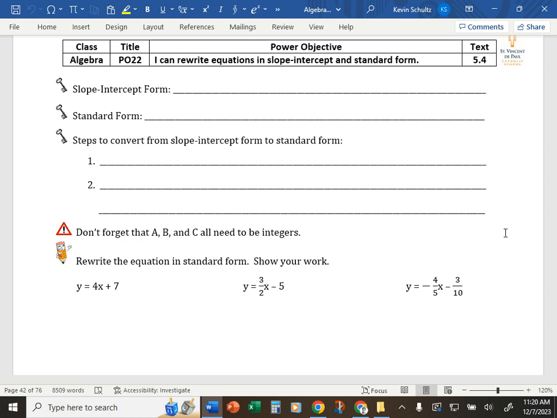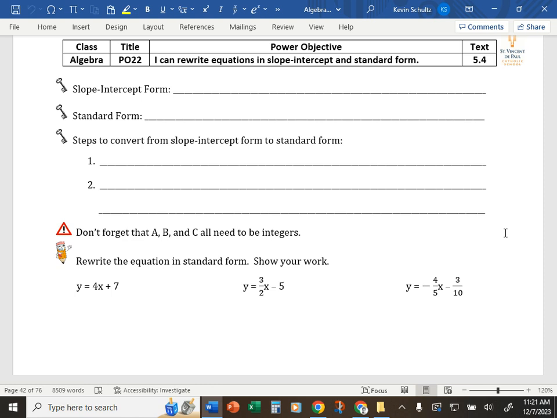We're going to start PO22 today, which is going to be a two-parter. First, because we're going to talk about how to rewrite equations in two different forms. Slope-intercept form, which you're comfortable with. You've dealt with that before. You've crafted it. We've looked at it already once this year. And what's called standard form.